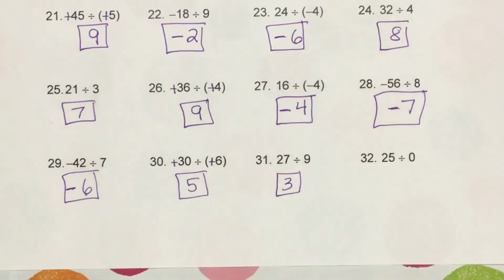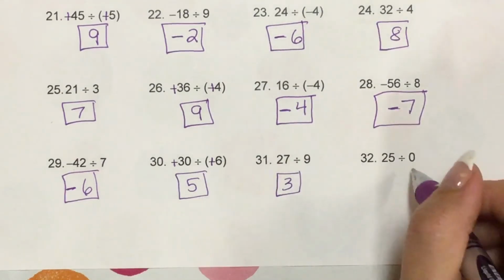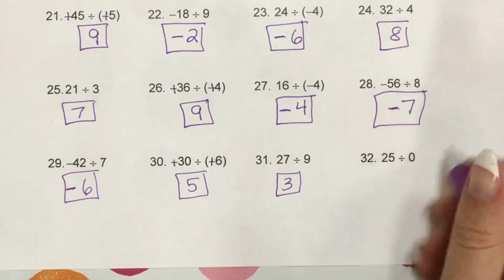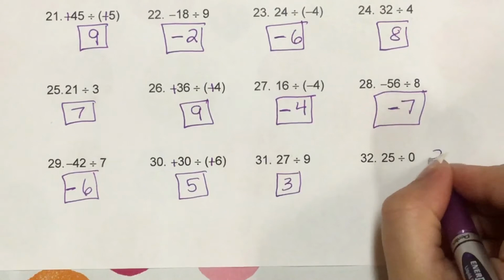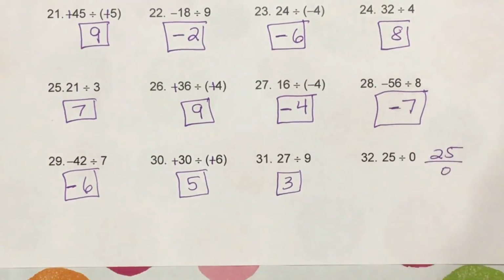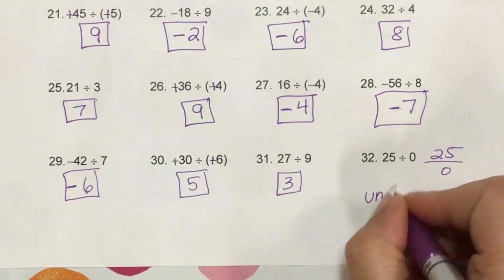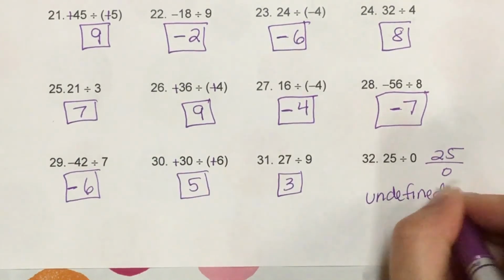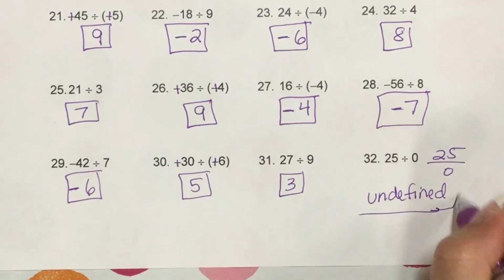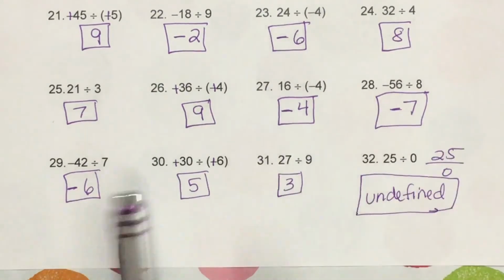And 32. 32 is tricky. Why are they trying to trick us? 25 divided by 0. Nothing can be divided by 0, so this is a tricky one. You would also write this as 25 over 0 like that. Whenever there's a 0 on the bottom part of the fraction, the answer is undefined. It's impossible. You can't do it. So that's kind of a tricky one. They threw that one in for the grand finale.